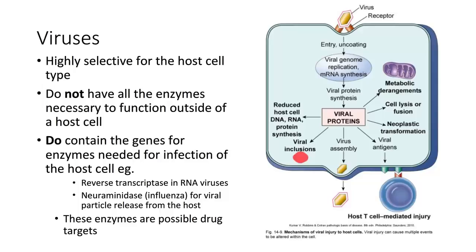And of course, because it's foreign to the system, if viral antigens are produced and expressed in the membrane of the infected cell, then we start to see macrophages coming along and noticing those viral antigens, which will then trigger the immune response system. So the thing to take home from this is that viruses are highly selective for the host cell. For example, HIV targets T helper cells.